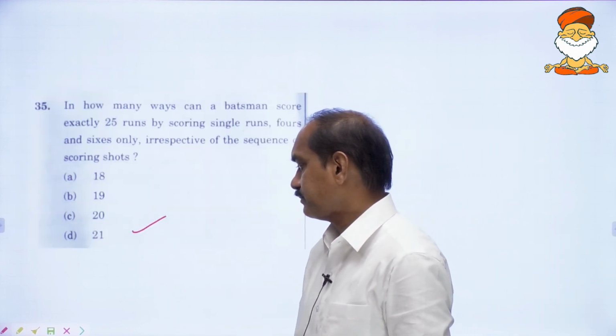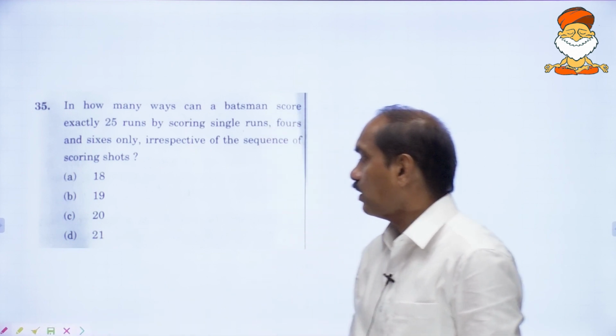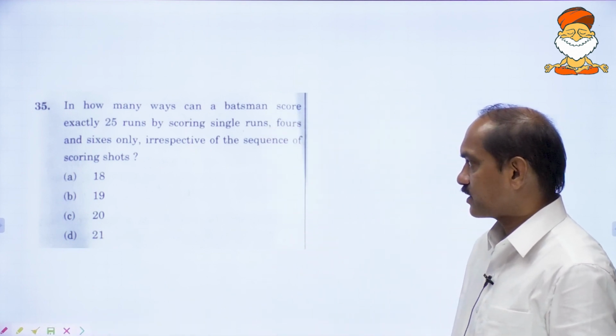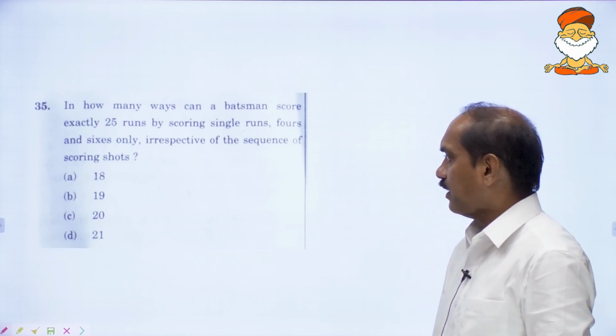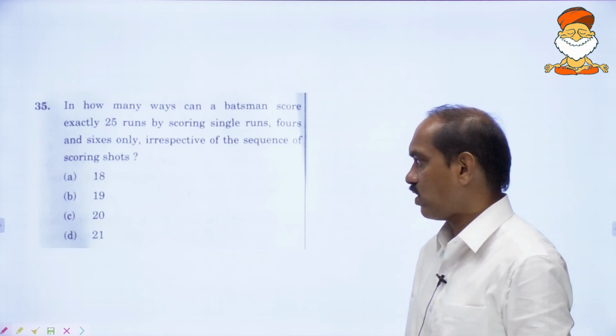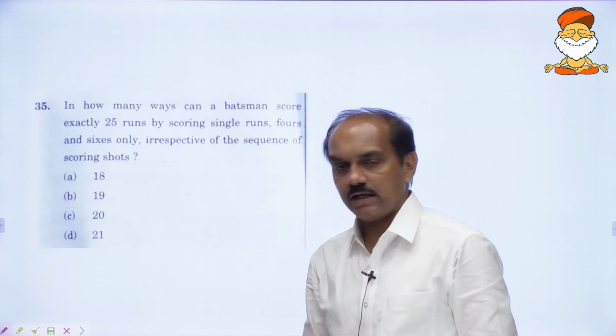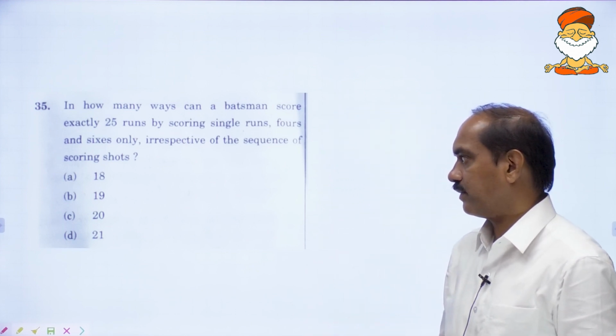Moving on to the next one. In how many ways can a batsman score exactly 25 runs by scoring single runs, 4s and 6s only, irrespective of the sequence of scoring shots? Your options are 18, 19, 20, 21.